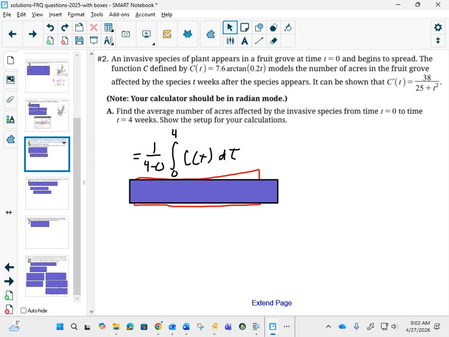Okay? If I ask you an average here, they ask average number of acres, and we have this function, which is the number of acres. Now that's the average of a function. It's not a secant line because you have the function, so then we use 1 over the distance and then the integral from 0 to 4. And again, it would make sense to type this into our calculator into y1.